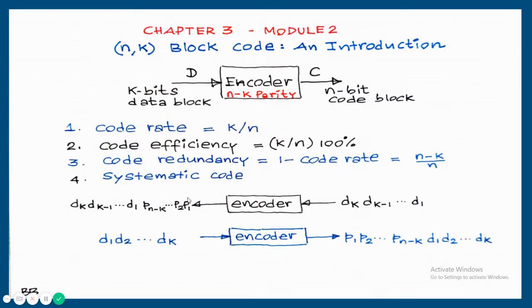Here, for left transmission, I am showing leftmost k bits are data bits and rightmost n minus k bits are parity bits. For a right transmission, rightmost k bits are data bits and leftmost n minus k bits are parity bits. Both are systematic. In both cases, header bits are data bits and trailer bits are parity bits.